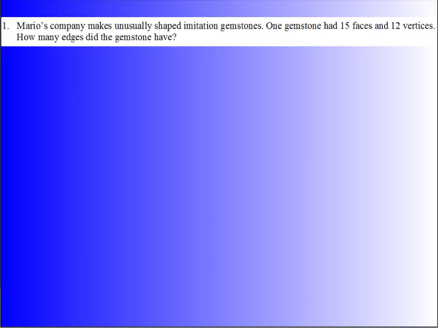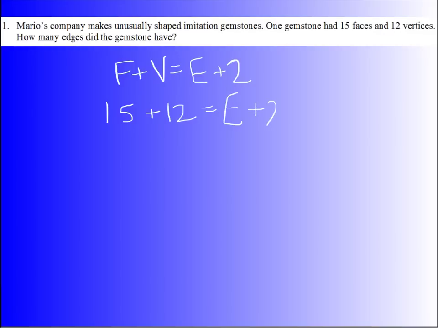So what we need to do here is think about Euler's formula. So think back to Euler's formula. Euler's formula tells us that F plus V equals E plus 2. So we've got this 3D prism type gemstone, and they told us that we have 15 faces and 12 vertices. They want to know how many edges we have.